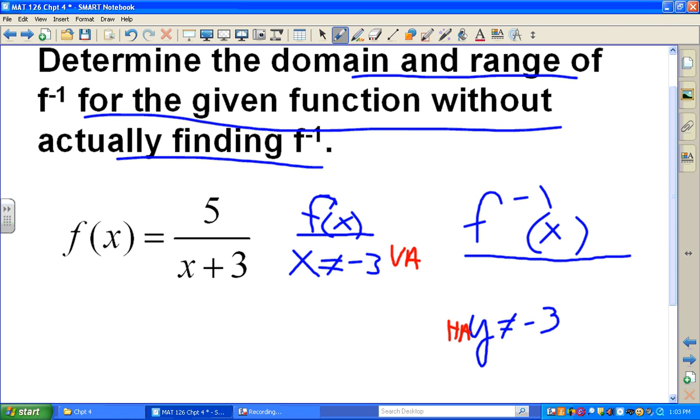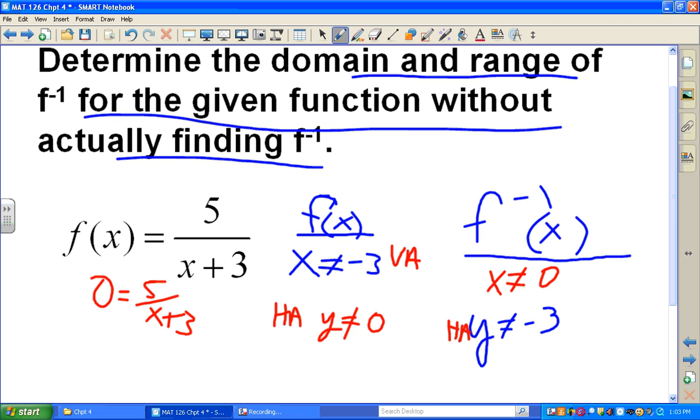What's the horizontal asymptote of the original function? Y equals 0. Do you think y can ever equal 0 looking at the equation? You think so? Well, if you think so, set it equal. Y equals 5 divided by x plus 3. Cross multiplying, what do you get? 0 equals 5. Is that a true statement? So y cannot equal 0. So what do you think the domain of the inverse is? X cannot equal 0.